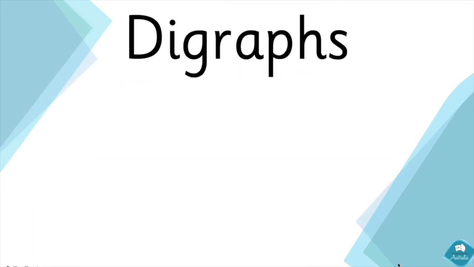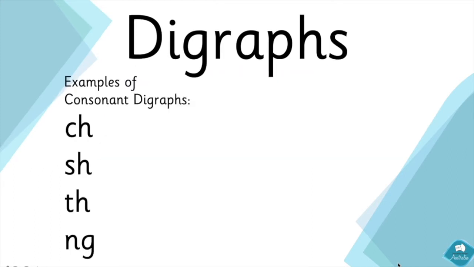Now let's have a look at some examples. We have consonant digraphs, where two consonants come together to make a completely different sound. So for example, the letters C and H coming together make the sound ch, not k and h together making k. I can't even say that one because we've got two unvoiced sounds, but C and H together making ch. We've got S and H representing the sh sound.